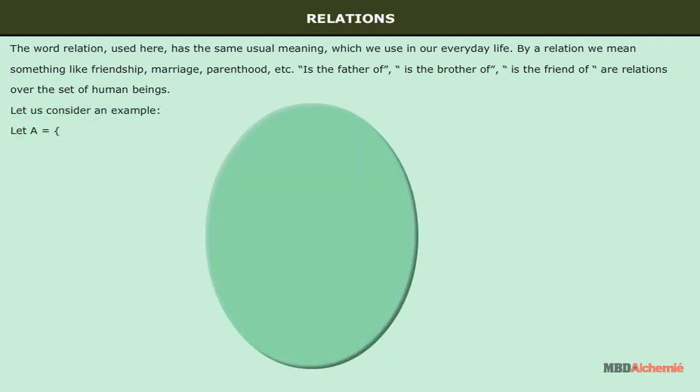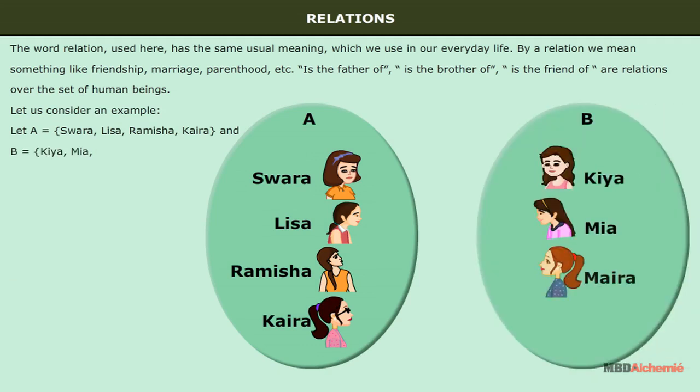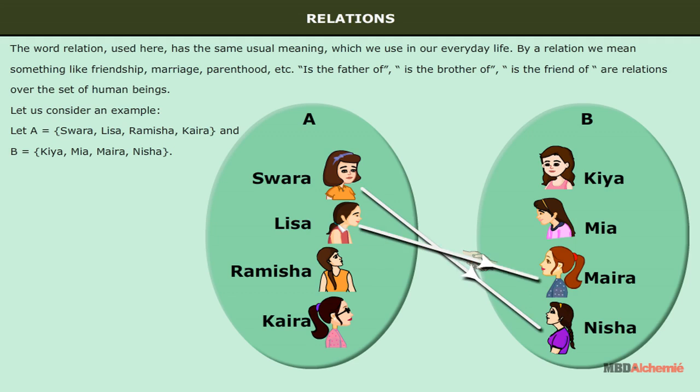Let A be a set of Swara, Lisa, Ramisha and Kyra, and B be a set of Kia, Mia, Myra and Nisha. Here the relation will be "is the friend of" between the elements of the sets A and B. That is, Swara is the friend of Nisha, Lisa is the friend of Myra, Ramisha is the friend of Kia and Kyra is the friend of Mia.